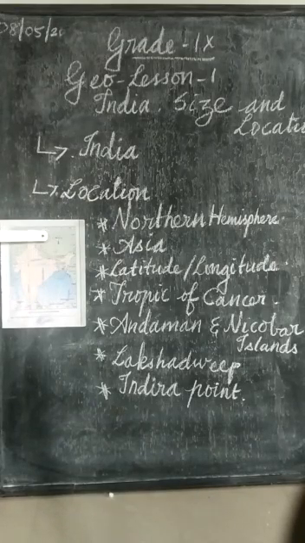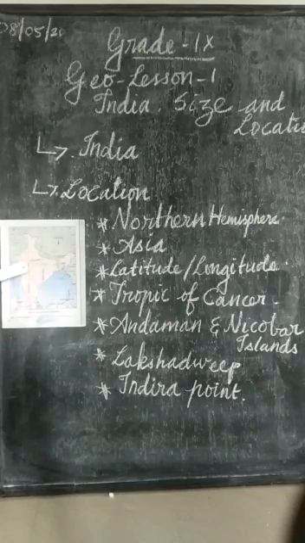Now moving on to understand the latitudinal and longitudinal extent of India. The latitudinal extent is 8 degree 4 minutes north to 37 degree 6 minutes north. What is the latitudinal extent of India? 8 degree 4 minutes north to 37 degree 6 minutes north.